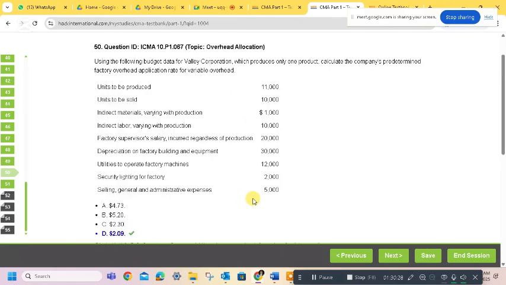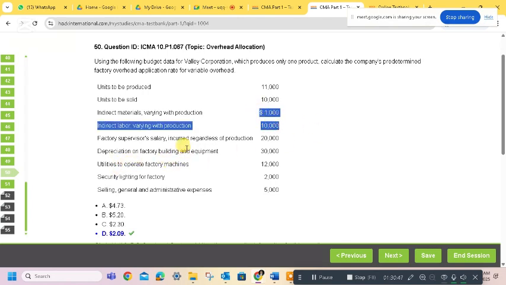Correct. See, what are going to be the variable overheads here? Indirect materials varying with production. So definitely that's a variable cost, $1,000. Indirect labor varying with production. So that is also variable manufacturing overhead. So 10 plus 1, 11,000. These two I have taken, 11,000.